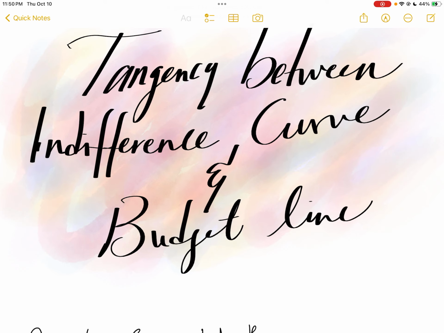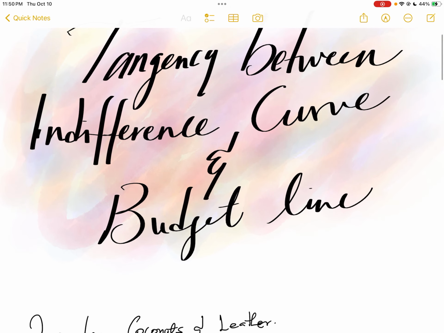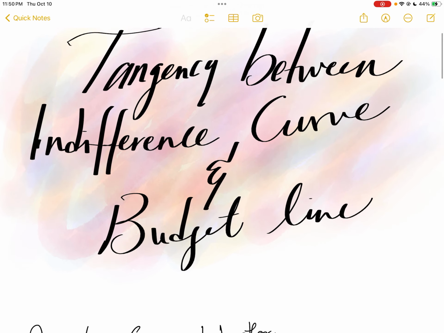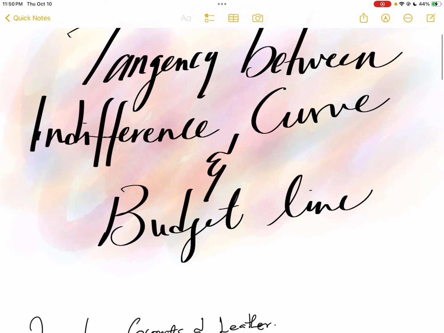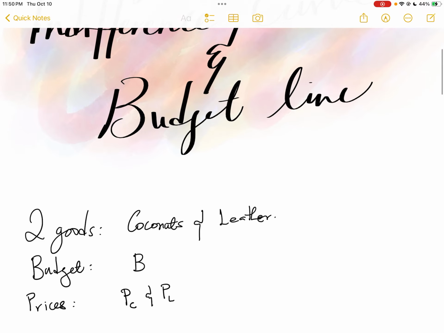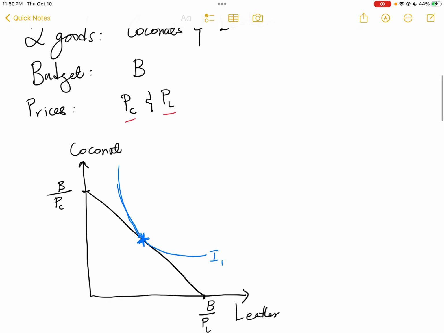Tangency between indifference curves and budget line. We are going to take a closer look at what is happening at the point of tangency. Let's imagine two goods, coconut and leather. The budget is B as usual, price of coconut is PC, price of leather is PL.